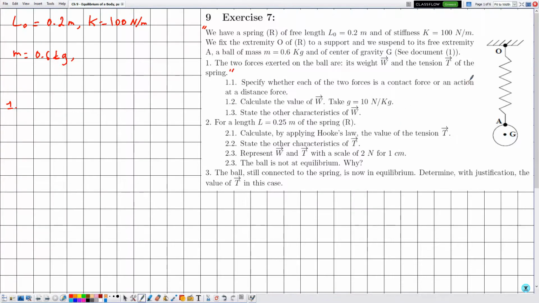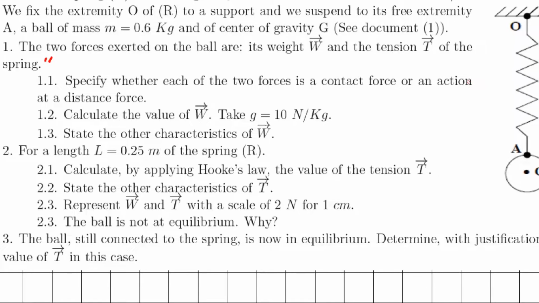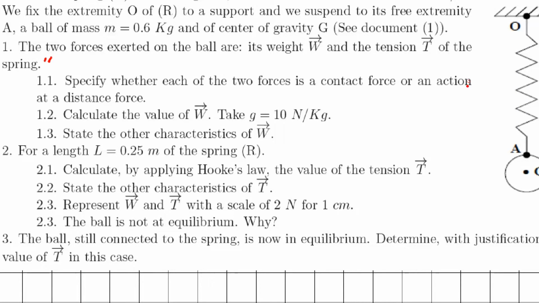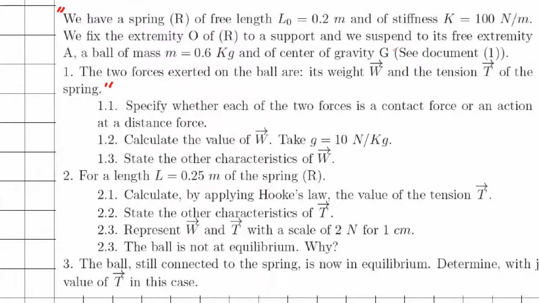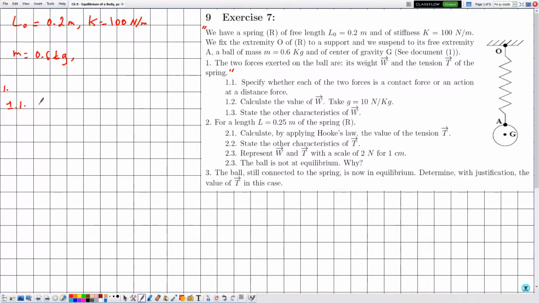In 1.1 they are telling us to specify whether each of the two forces is a contact force or an action at a distance. We know that the only three forces that act at a distance are given by the weight, the electric, the magnetic. So in this case the weight is classified as an action at a distance. And all other forces are classified as contact forces, and in particular the tension T with no exception. Then the tension T is given by contact force.